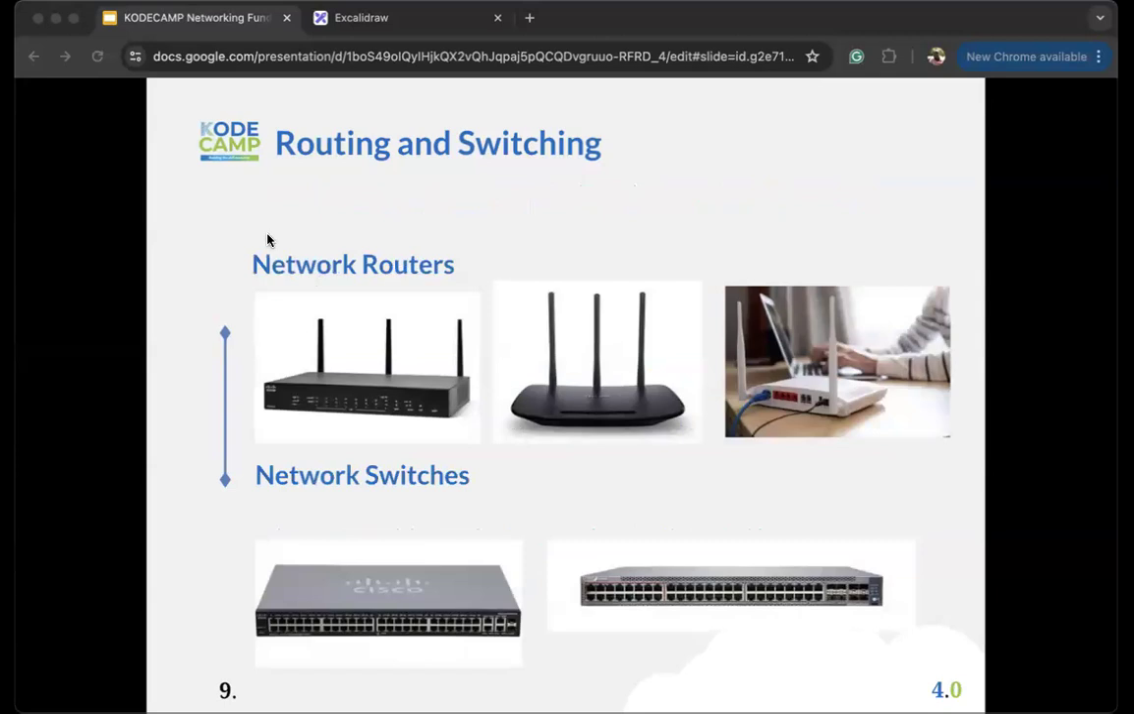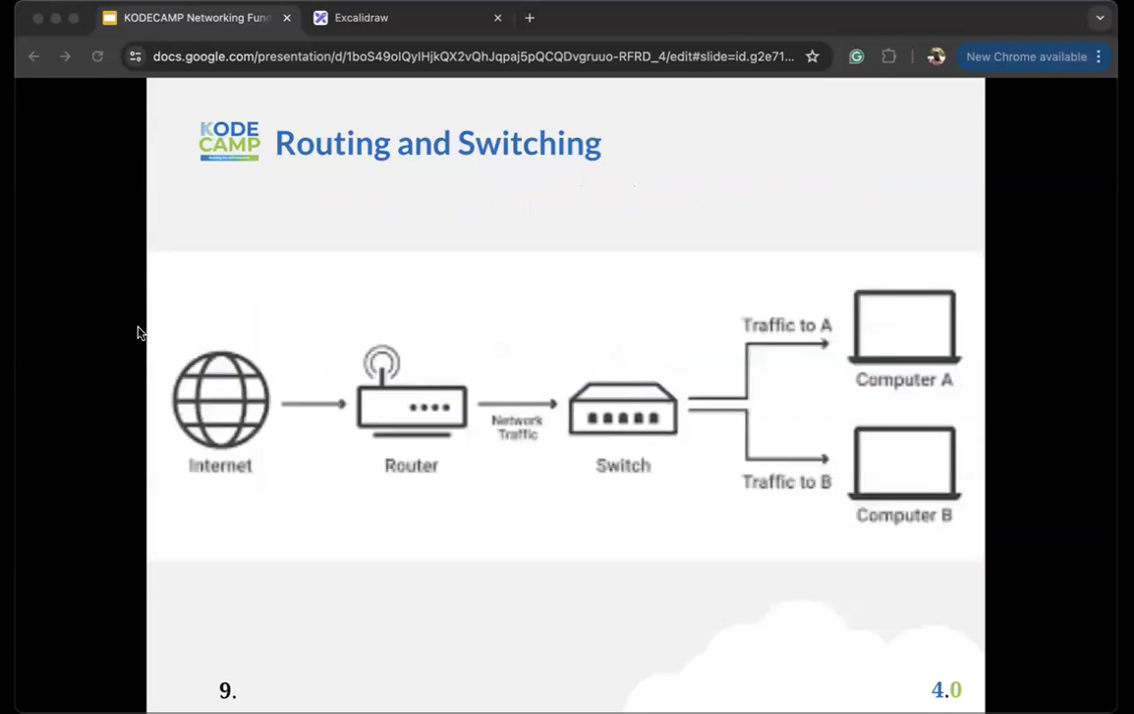Now, these are just some examples of network routers and network switches. And we have the description of how the flow looks. So from the internet, say from maybe the application layer, you have data sent to a router, and the router would route it to a particular network. And you have your switch that would send that data traffic to various computers or various resources within the network.